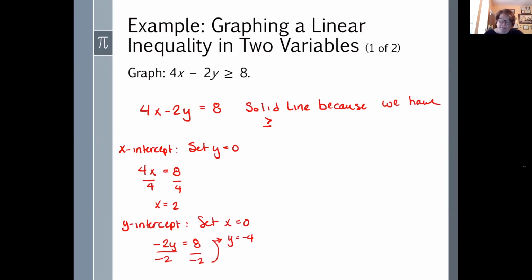Now I could have solved for y and used the slope and the intercept. I just think this is way more difficult than using intercepts. But in some cases, it may be necessary that you do it this way. So I have 4x minus 2y equals 8. I'm going to subtract 4x from both sides.